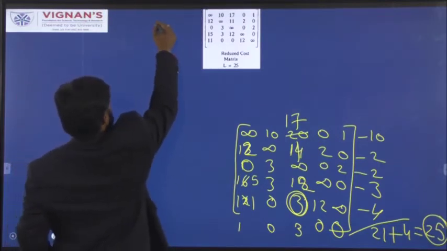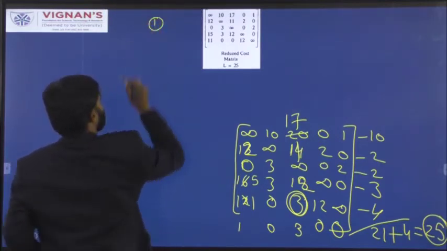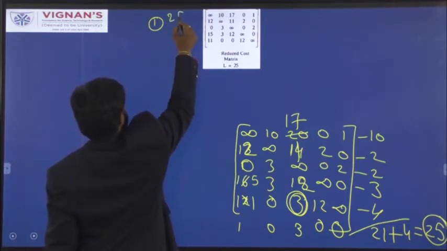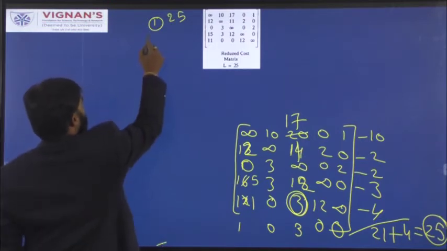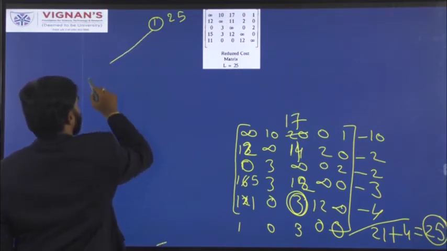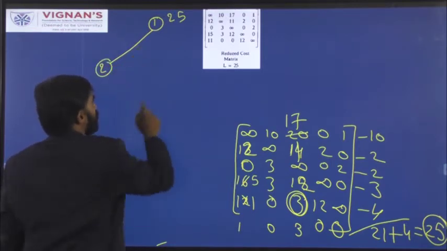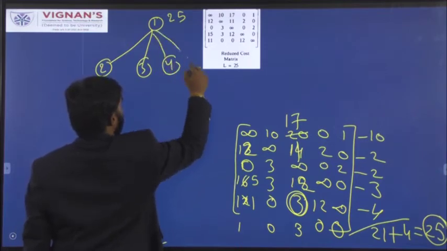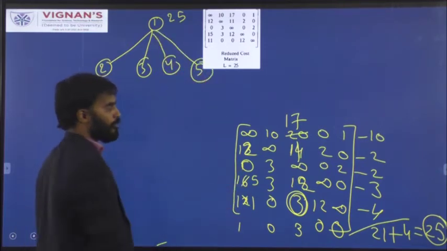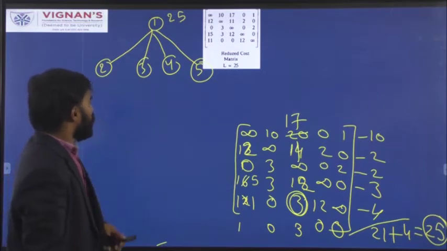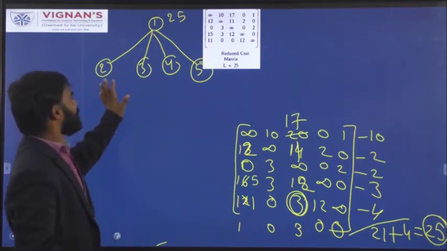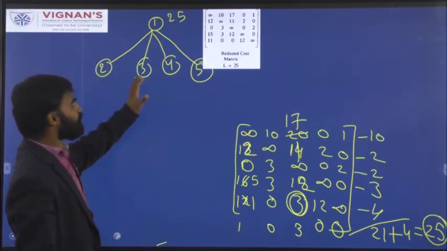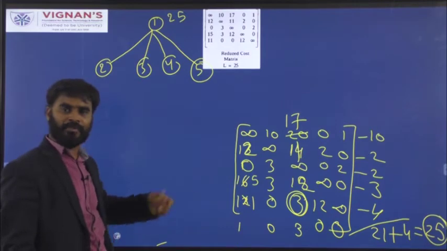So the first node, the cost of the first node is 25. Let's explore the remaining ones: 2, 3, 4 and 5. Now we have to calculate the cost for these 2, 3, 4, 5, then decide which node to explore further.